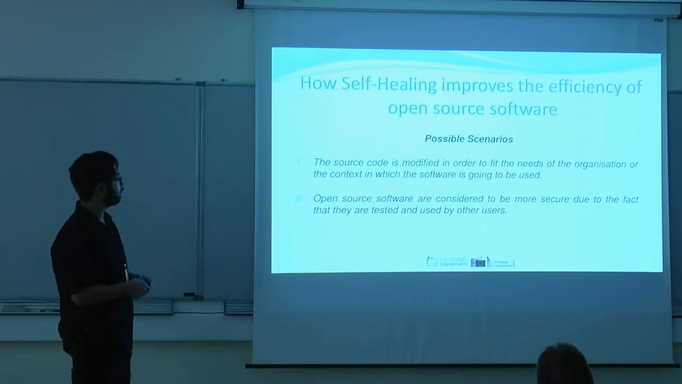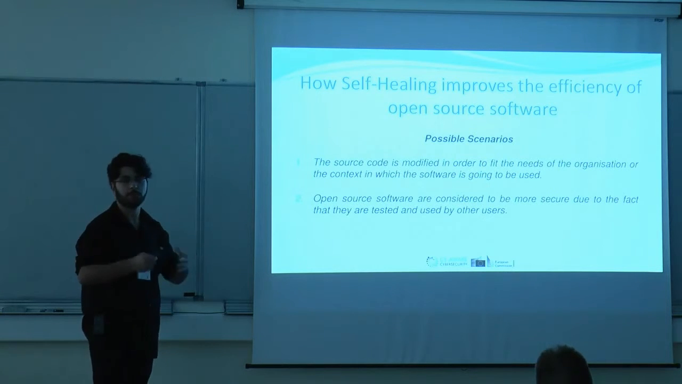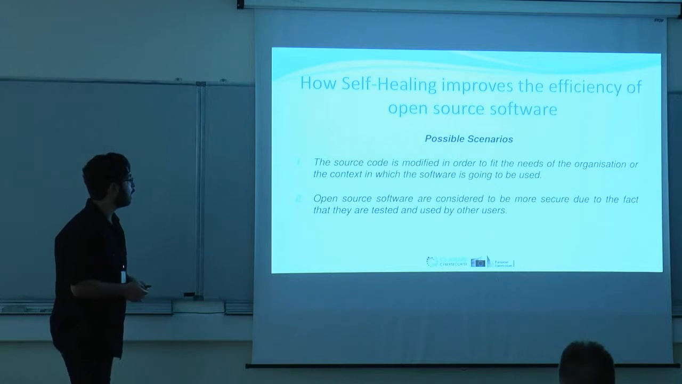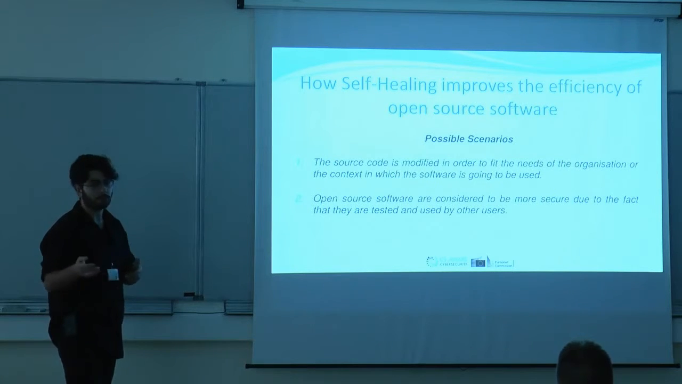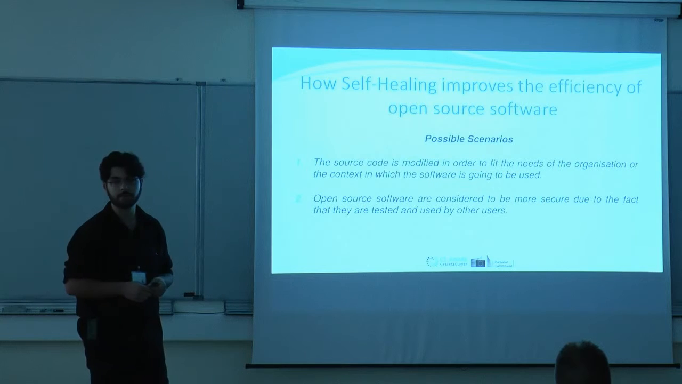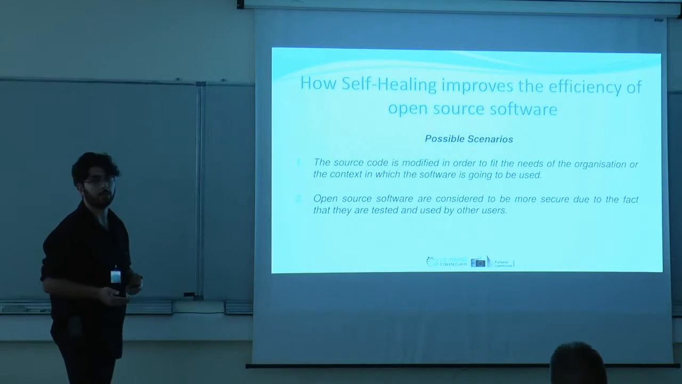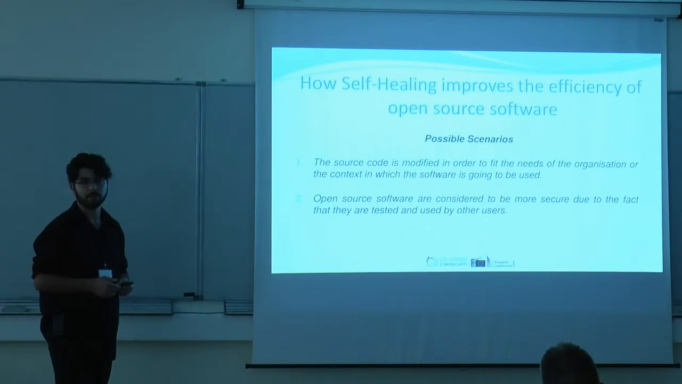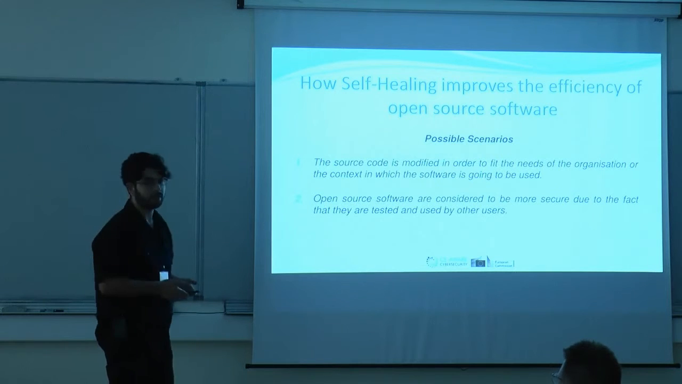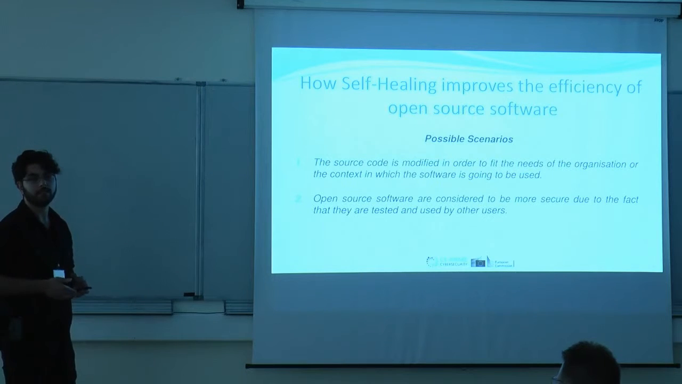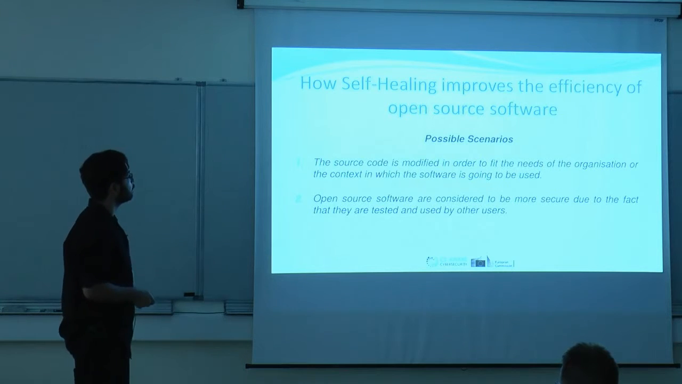And open source software is considered to be more secure because more people are involved, they try it, they evaluate the processes, the functions. But we mostly test open source software regarding the quality of service and not security level. And when we test the security level of open source, it's not comprehensive. Self-healing enhances the security, enhances reliability, and it facilitates the maintenance of open source software.